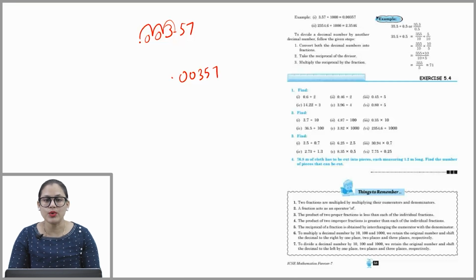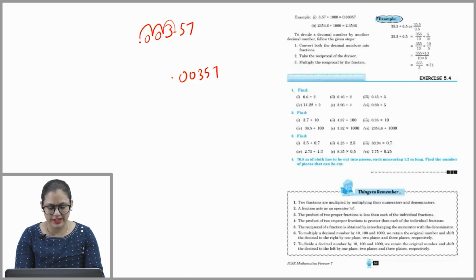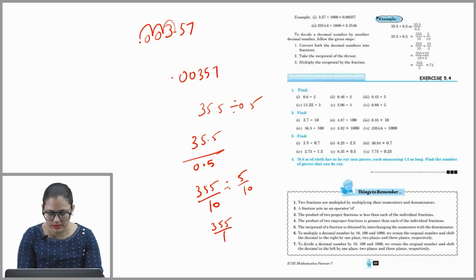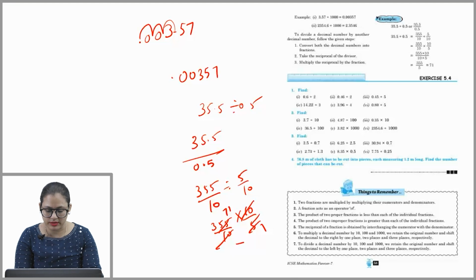To divide a decimal number by another decimal number, follow the given steps. Number 1, convert both decimal numbers into fractions. 2, take the reciprocal of the divisor. And 3, multiply the reciprocal by the fraction. So, 35.5 divided by 0.5. Now 355 by 10 divided by 5 by 10. Now take the reciprocal of this. 10, 10 goes; 5 ones are 5, 5 sevens are 35, 5 ones are 5. So 71, this is the answer.